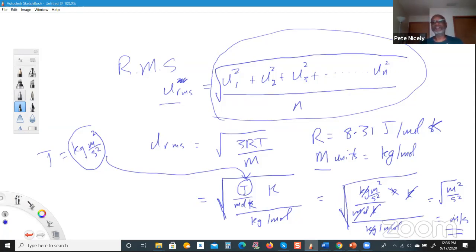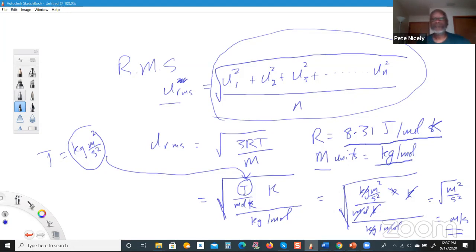I'm just going through all of this to show you why the R value that you're going to be using is this, and why the molar mass you calculate must be expressed in kilograms per mole, because once you take those into account, the units for molecular speeds will be meters per second.